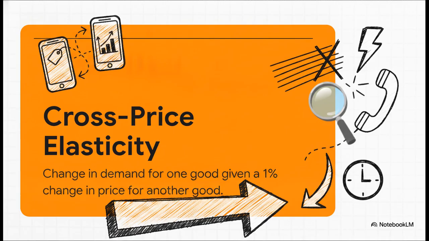If the price of long-distance internet phone services drops by just 1% and traditional telecom providers suddenly see a noticeable drop in their own demand, well, that high cross-price elasticity proves you've got a fierce substitute breathing right down your neck. It's basically the mathematical pulse of the substitute threat.